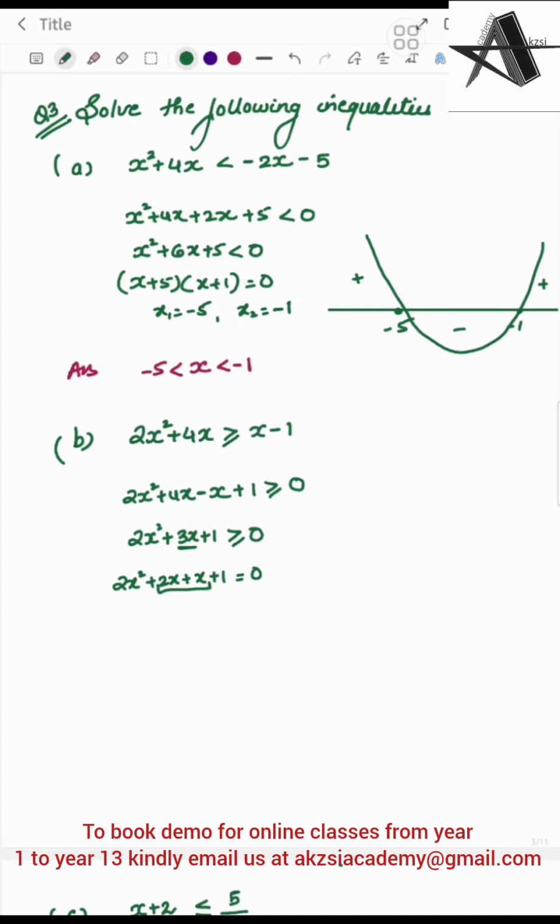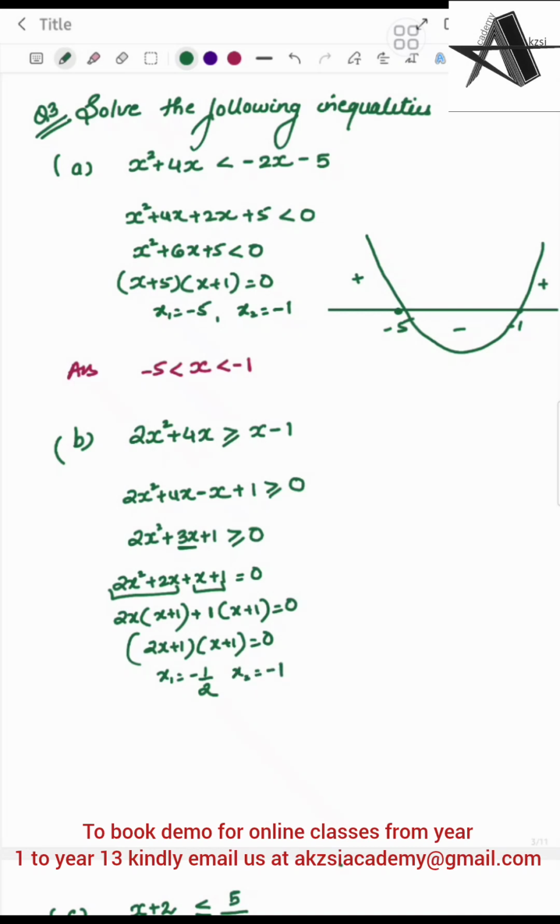So what you need to do is just make the pairs. Taking out 2x as common, x plus 1 will be the remaining. And here I can take out 1 as common because there is nothing common between x and 1. So the answer will be (x plus 1) equals 0. So here it will be (2x plus 1) times (x plus 1). I can say x1 is -1/2 and x2 is -1.